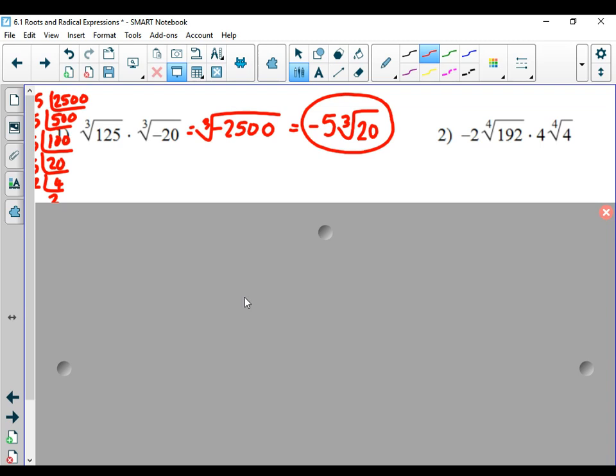So if I multiply 125 times negative 20, I get negative 2,500. If I break down 2,500, I end up with 5 cubed root of 20. And then I just take that negative and I pull it out of the cubed root, and that's my final answer. Okay? So it's just like simplifying, you just have to multiply at the beginning. But if you catch on to the fact that something can be simplified before multiplying, do it. But nothing is going to be wrong with your answer if you don't do that. Okay? So if I take 192 times 4, I get 768. What do I do with those numbers in front?